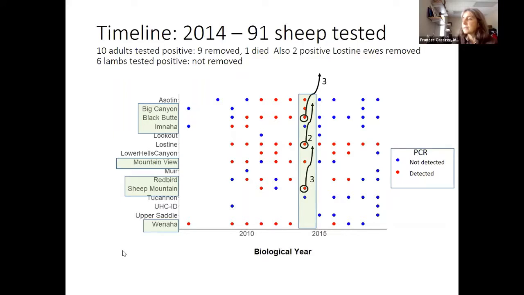We also removed 2 sheep from the Lostine. Then we removed the 3 sheep from Asotin that I mentioned earlier. And then the 1 positive sheep that we had in Mountain View died. So after this year, we never detected any MOV. Well, we had no more sheep at Sheep Mountain. We never detected MOV in any of the other populations where we removed the sheep.